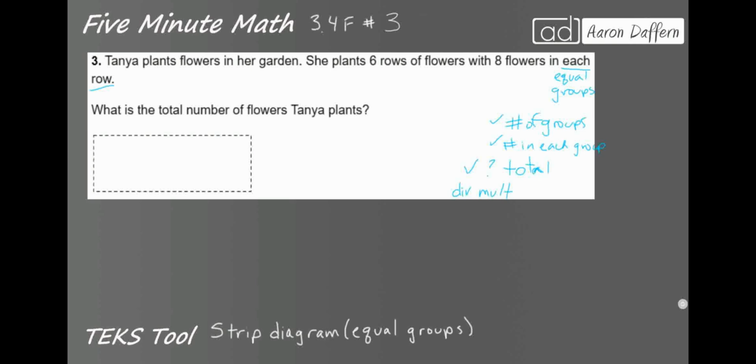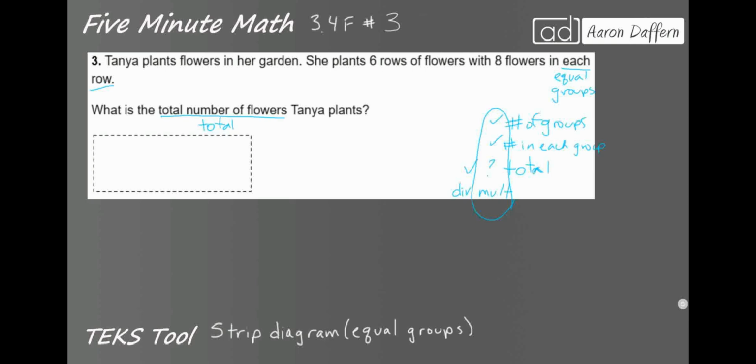And look at what we have, this very last sentence, which is a question. What is the total number of flowers? So we are missing our total, which means we've got a multiplication problem. So now we know which operation to use. So let's label the parts.